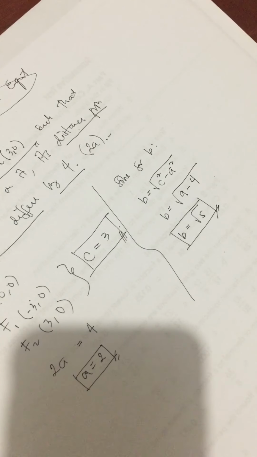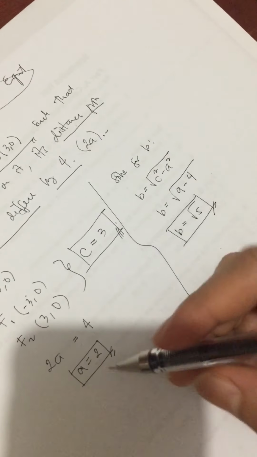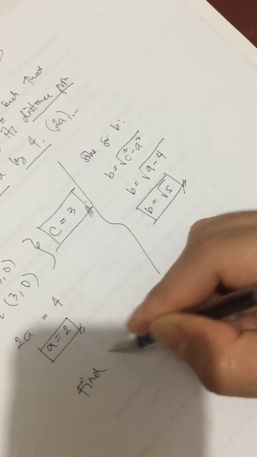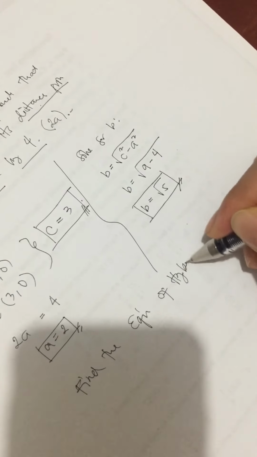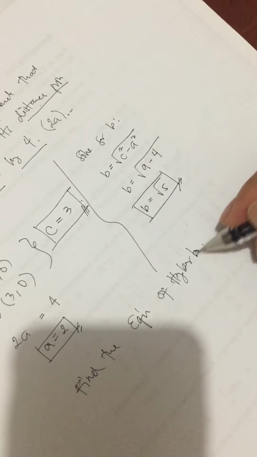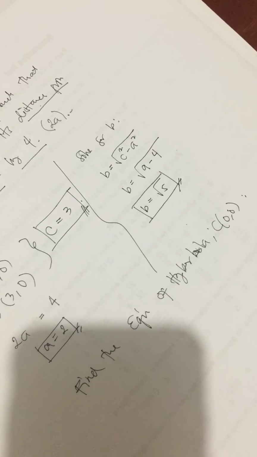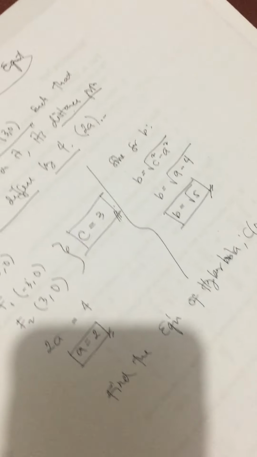Sila lang naman kasi yung kailangan natin para sa ating equation, no? So, since we have our A and we have our B, we are now going to find the equation of hyperbola. So, obviously, the center is at the origin. The next question there would be, is this horizontal or vertical? Patayo itong hyperbola or pahiga? You are going to look at the focus.